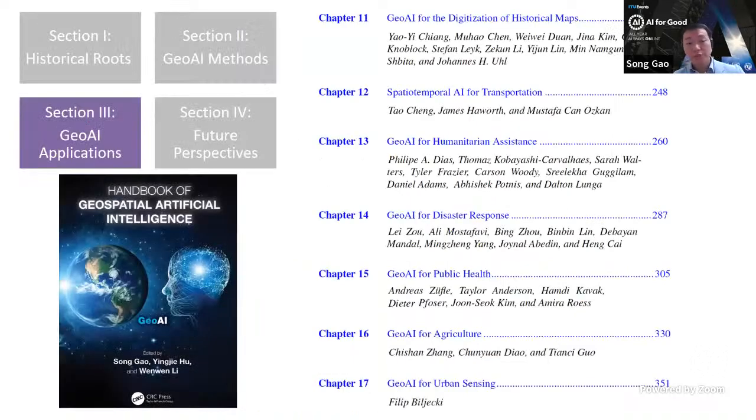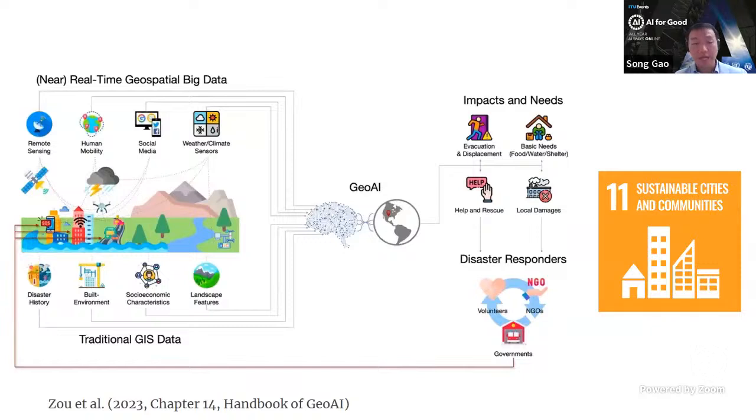So in the third section, the GeoAI applications, we definitely cover a lot of GeoAI applications ranging from transportation, humanitarian assistance, disaster response, to public health, agriculture, and urban sensing. All those relate to the sustainable development goals. For example, this is the example about natural disaster response, which is highly relevant to Sustainable Development Goal 11 about how to develop sustainable cities and resilient communities.